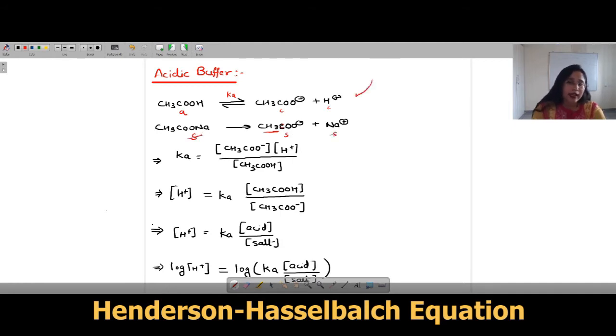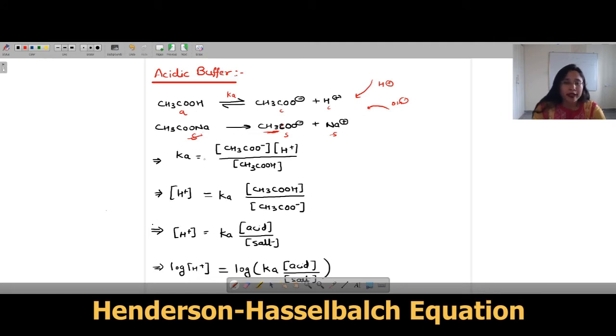So as I said in my definition, when we add a small amount of acid or a small amount of base from outside, the acetate ion can consume the H plus ion and form acetic acid, and the equilibrium can go back. A significant amount of acetate ion comes from the sodium acetate, not from acetic acid, because acetic acid is a weak acid.